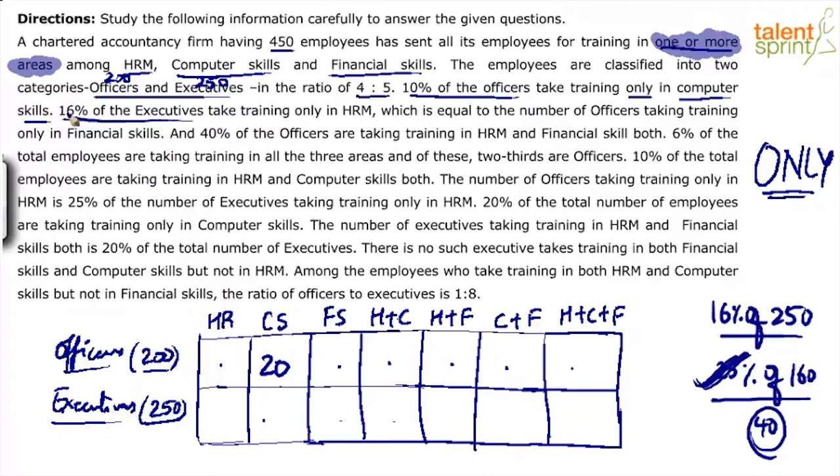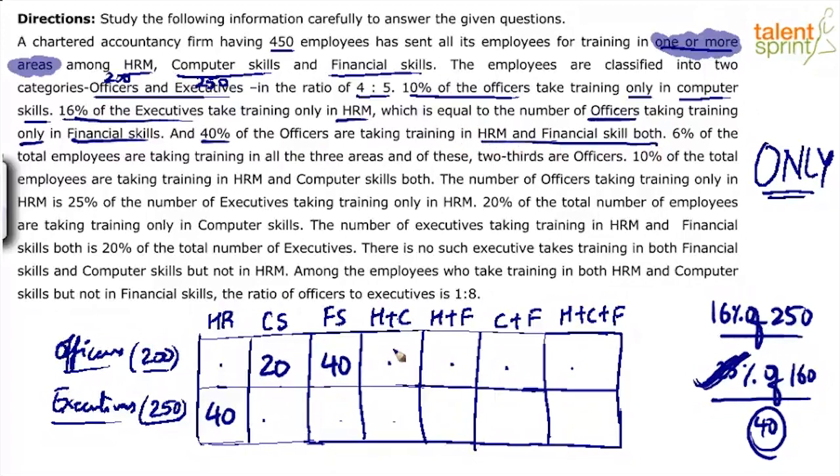Okay. So 16% of executives, which is 40, take training only in HRM. Only in HRM. How many executives? 40. Which is equal to the number of officers taking training only in financial skills. So the number of officers only in financial skills is equal to the number of executives in HRM. You're able to follow? Now look at the next point. 40% of officers, 40% of 200, is equal to 80, are taking training in HRM and financial skill both.